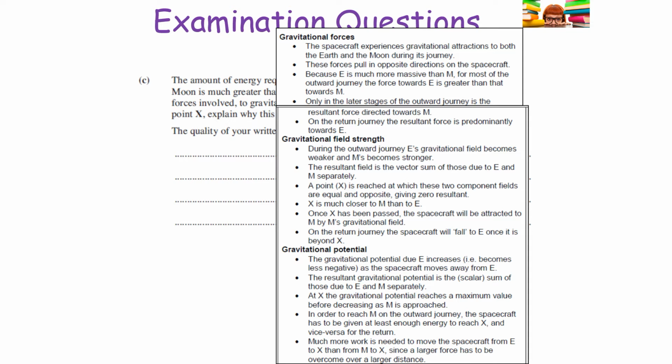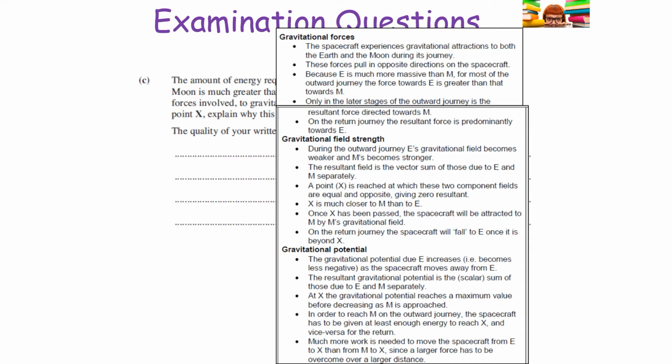At point X, the gravitational potential reaches a maximum value before decreasing as the Moon is approached, because it will be attracted towards the Moon, so it will lose value as it goes closer to the Moon. So in order to reach M, the Moon, on the outward journey, the spacecraft has to be given at least enough energy to reach X, and vice versa for the return.